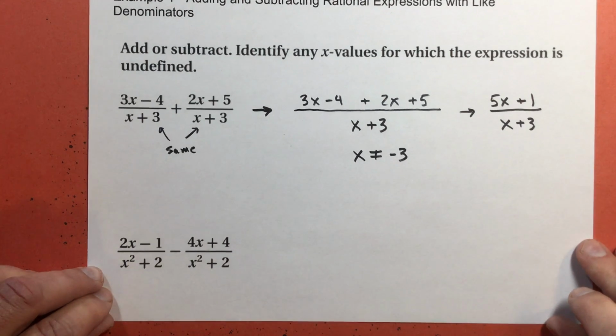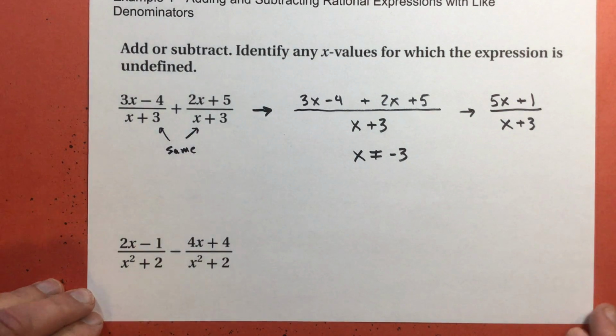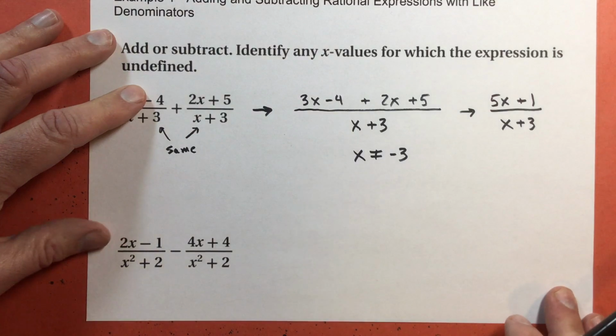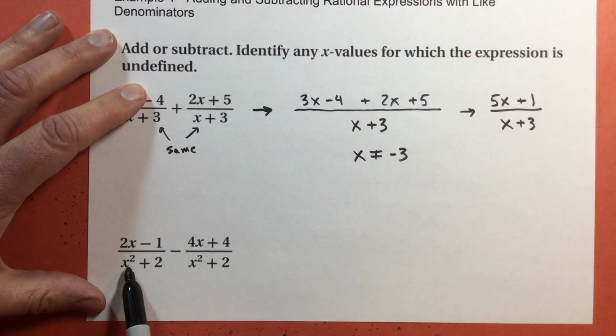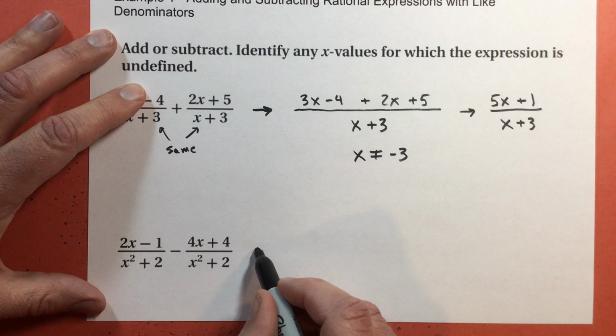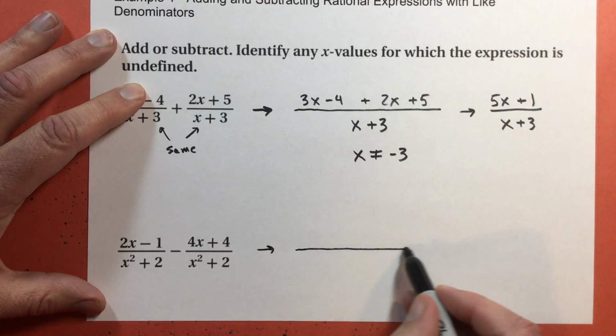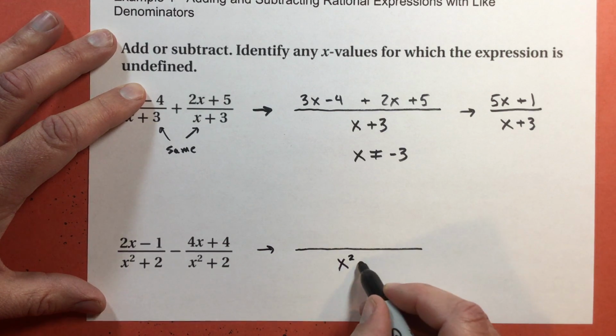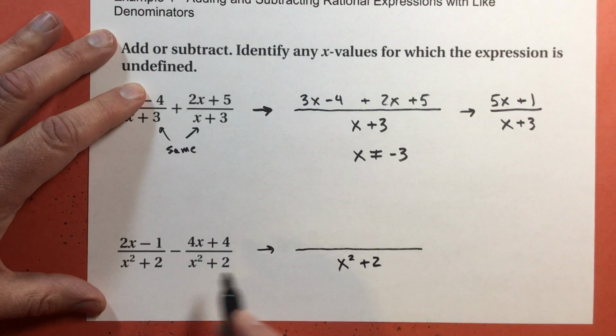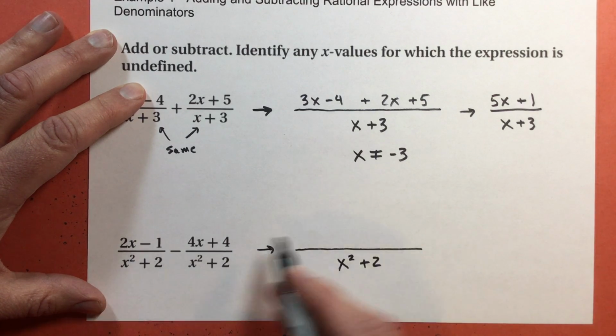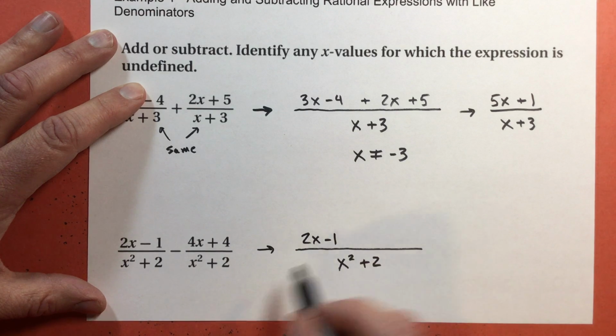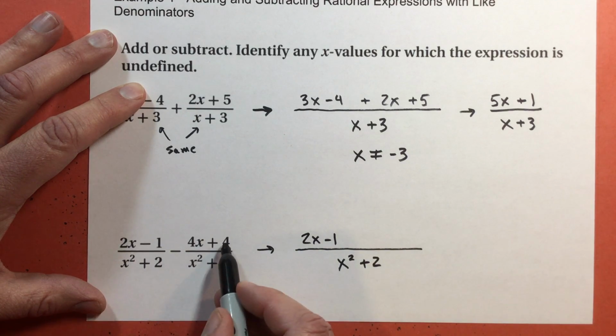For the second problem, and I'm only doing 2 in this example, so this will be a relatively short example, my denominator is x squared plus 2. So I'm going to have x to the second power plus 2. And in my numerator, I get 2x subtract 1, subtract 4x plus 4.